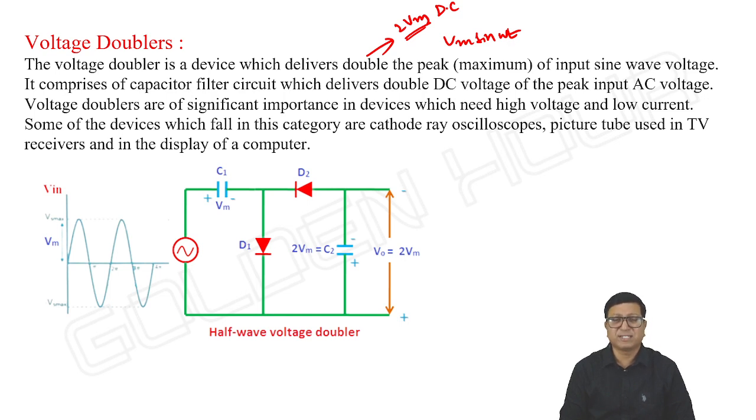So we'll see what it contains: capacitors and diodes, nothing else. And voltage doublers are of significant importance in devices which need high voltage and low currents. What are those devices? Some devices which fall in this category are CRO, cathode ray oscilloscopes, and picture tubes in TVs. In olden days, in the television, we used to have the picture tube at the backside, a big CRT, cathode ray tube. In olden days, PCs also, if you see the desktop personal computers, at the backside we have this CRT.